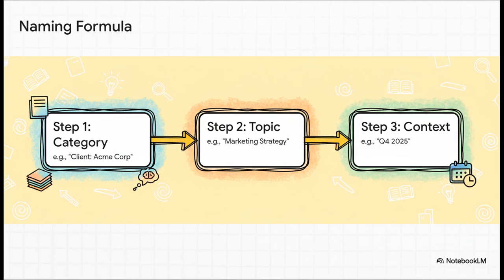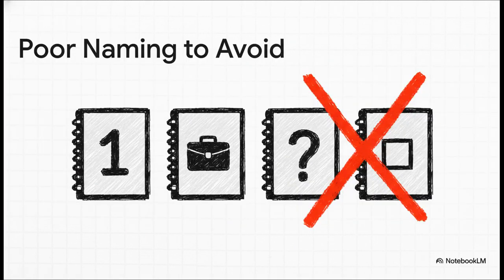You need a consistent naming convention. Here's a super simple formula that just works: category, topic, and then context. So it looks something like Client Acme Corp Marketing Strategy Q4 2025. Instantly, you know exactly what's inside, and it makes searching for it a breeze. And on the flip side, please, I'm begging you, avoid names like this: Notebook 1, Work Stuff, Random Info. We've all done it. It seems fine at the moment, but a month later, it's completely useless. Vague names pretty much break your ability to search for anything. So yeah, be descriptive. It takes 2 extra seconds and saves you hours of frustration.